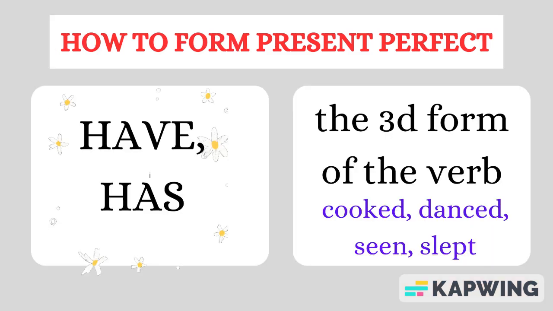So how to form present perfect tense? There is a formula: have, has, plus the third form of the verb. It can be either a regular verb, so we just need to add -ed at the end, like cook, cooked, dance, danced, or it can be an irregular verb. And in this case, we should take the third form of the verb from the irregular verb table. So, for example, see, saw, seen, the third form is seen, and sleep, slept, slept. The third form is slept.